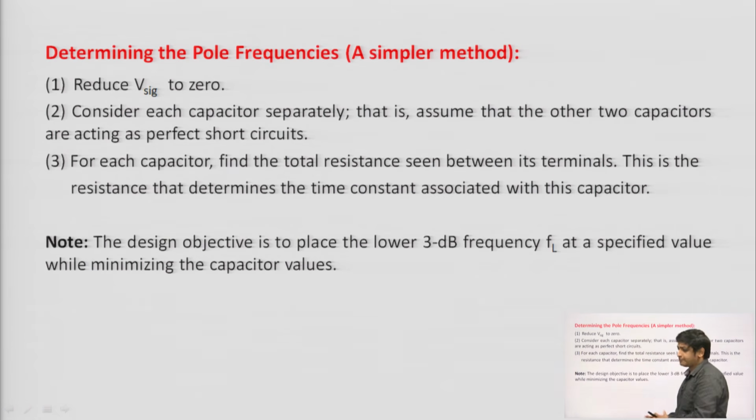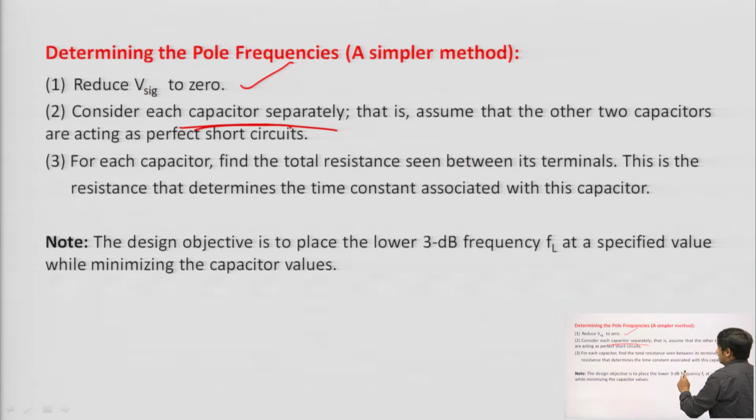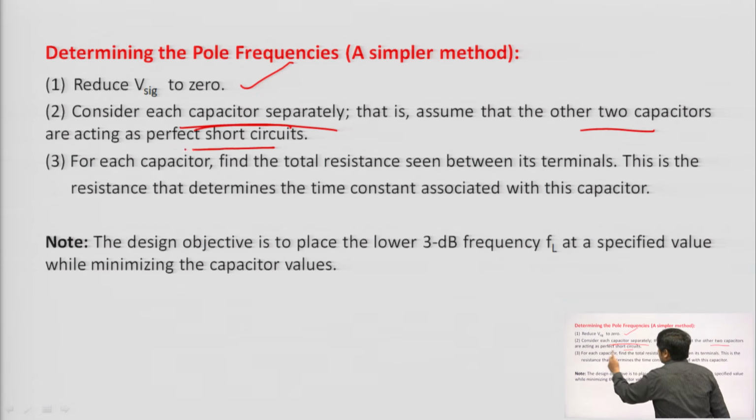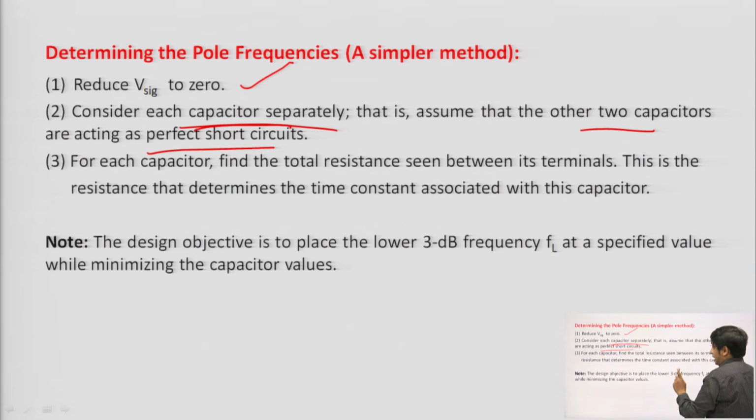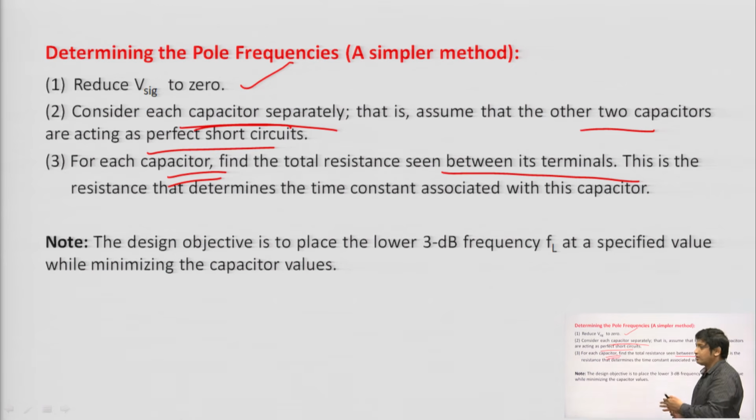So, the point is how we determine the pole frequencies. First reduce V sig to 0, then consider each capacitor separately and assume that the other 2 capacitors act as a perfect short circuit, and for each capacitor find the total resistance seen between its terminals. By using this process we can determine the different corner frequencies, also called cutoff frequencies or break frequencies.